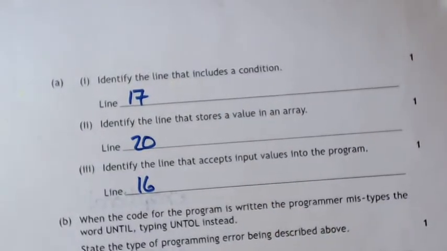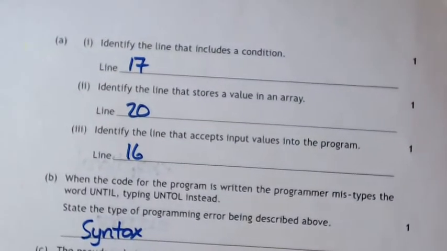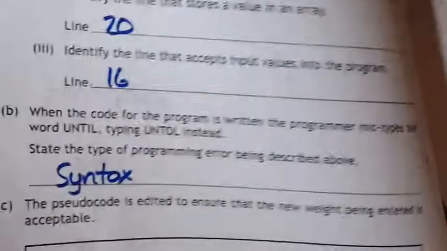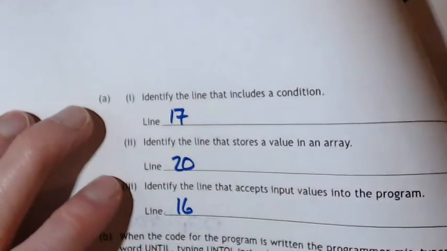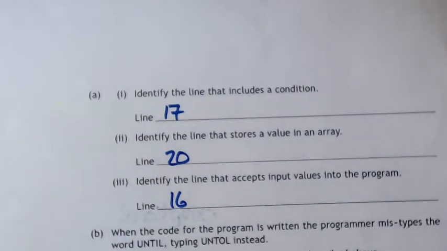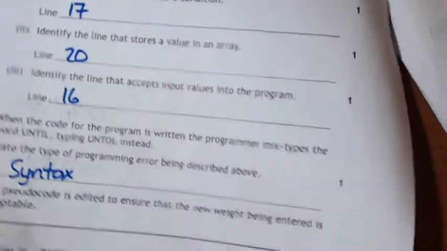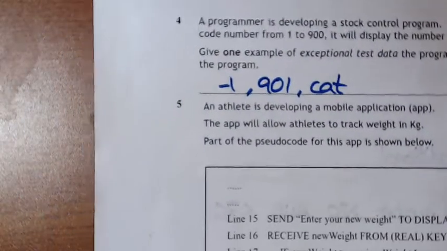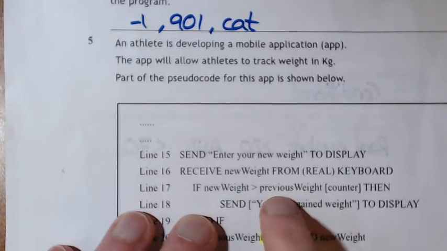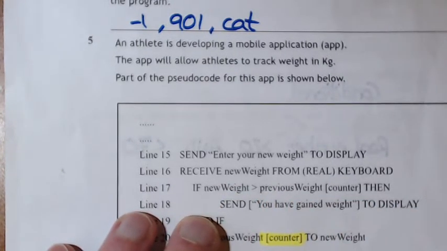One that contains a condition, right? So a condition is when they've taken a value and compare it with something, and as a result of the condition being true or false, it might carry out a different output or a different process. So, condition here, that's a condition, right? If new weight is greater than previous weight counter. Okay, so line 17 is the condition.